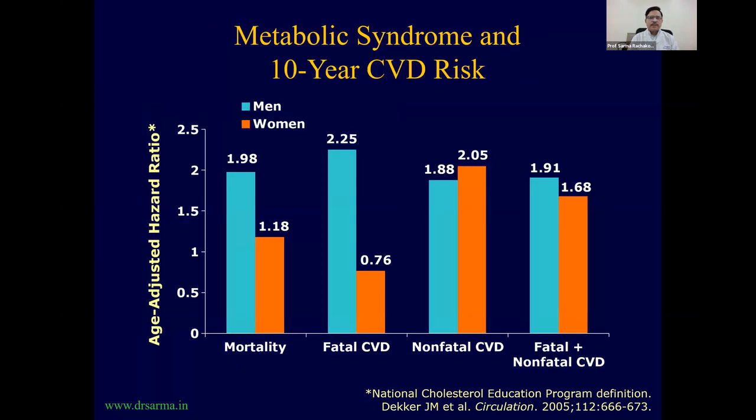Now, metabolic syndrome and 10-year CVD risk. Let's say somebody has got metabolic syndrome. What is the 10-year risk, the age-adjusted hazard ratio for cardiovascular disease? Mortality, both men and women, it is increased. Fatal CVD is also more. Non-fatal CVD is also more. Fatal plus non-fatal, compared to a normal individual of 1, is 1.6 or 1.9. It is the total 10-year CVD risk that these people have.